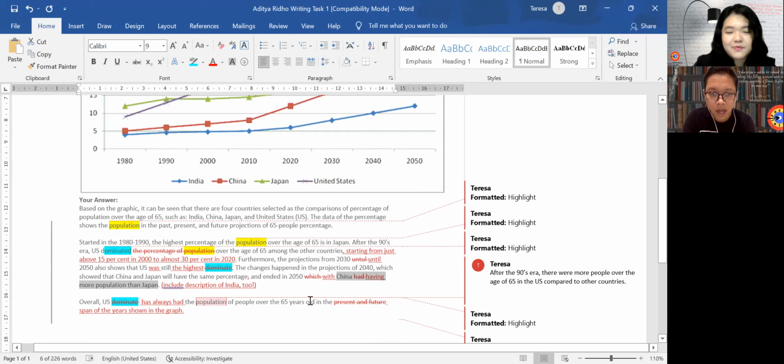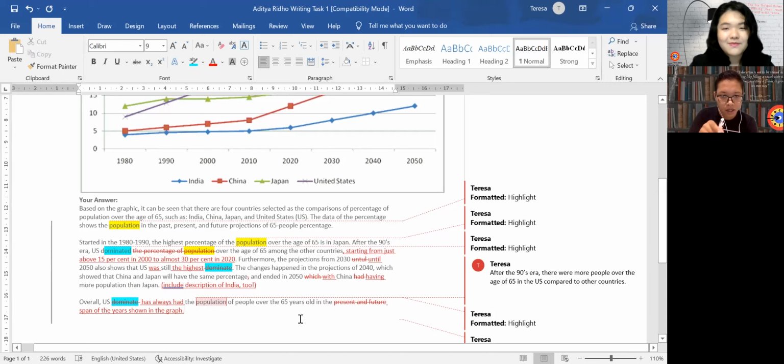Okay. Because I thought at the beginning that having is the verb, but I see that it starts from with, and then it's the second phrase. Oh, the comma is omitted. Yes, the comma is omitted. So there's no comma, so it's in one phrase. Which is actually we have the same percentage and ended in 2050, with China having more population. So this kind of acts like the gerund, I think, but it's not a gerund. Yeah, it's not a gerund. A gerund is always mentioned in a noun phrase, but if it is not a noun phrase, it means that it is not a gerund.